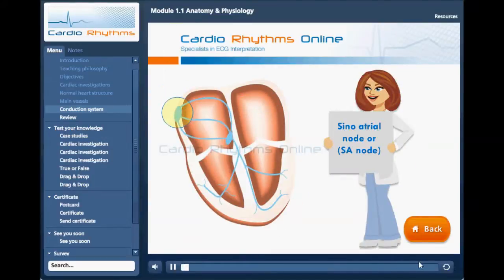The Sinoatrial Node, or SA node for short, is located on the wall of the right atrium, near the entrance of the superior vena cava. All cardiac cells can spontaneously generate electrical impulses without an external stimulus, and this is known as automaticity. The SA node normally initiates the electrical impulse because it has the most automaticity. In simpler terms, this means that the SA node generates impulses faster than any other area of the heart.